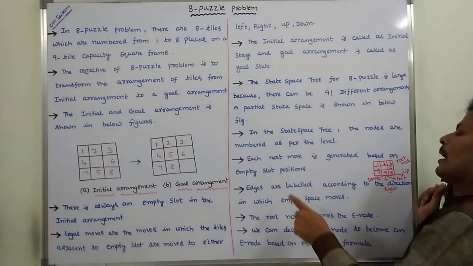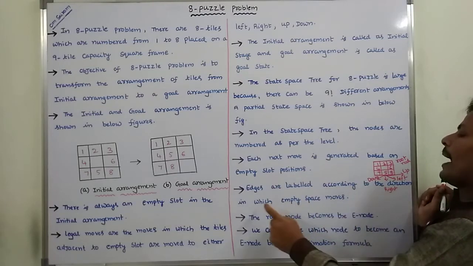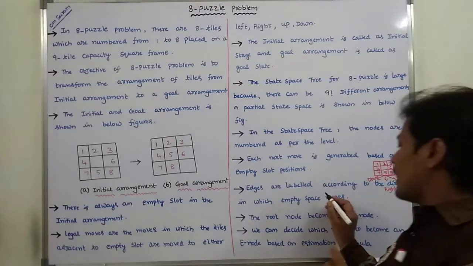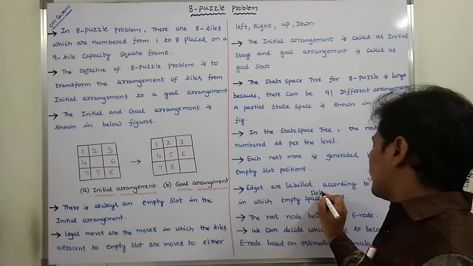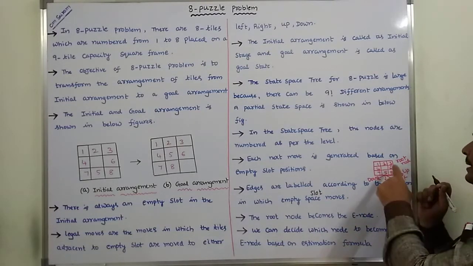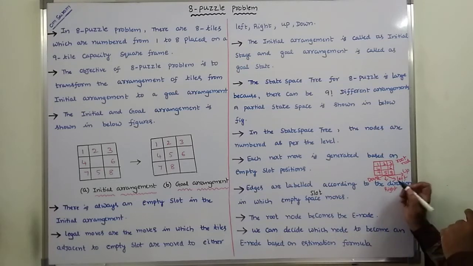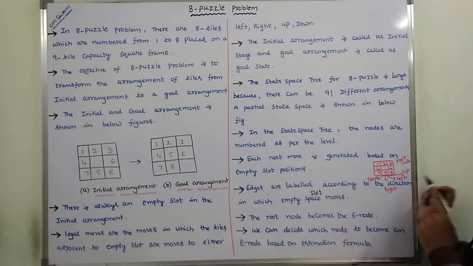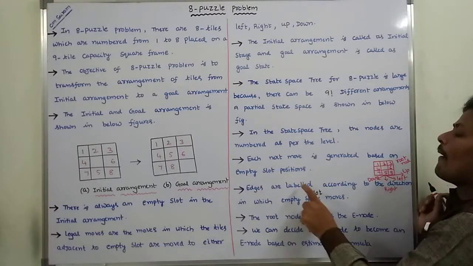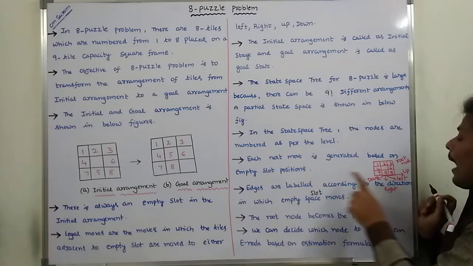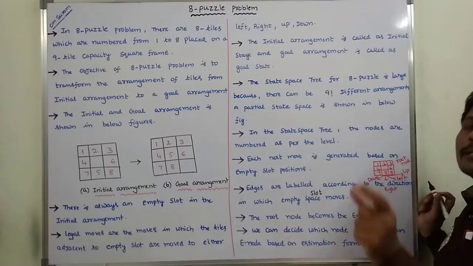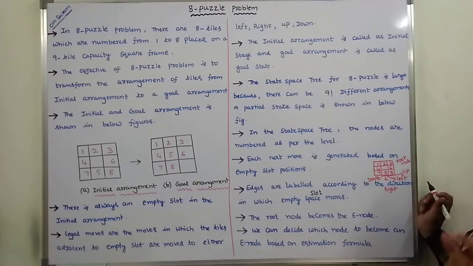Okay, next one. Edges are labeled according to the direction in which the empty space moves. Here, this is the empty slot. So based on the movement of the empty slot, what directions are possible? Those directions can be named down, right, left, up. That means edges are labeled as down direction, right direction, left direction, up direction based on the movement of the empty slot.